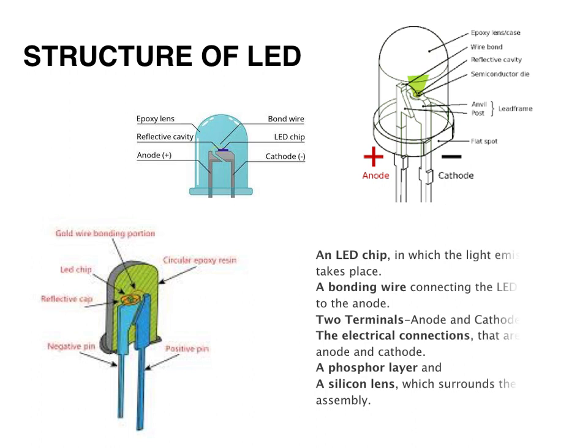Here the figure shows an LED chip in which light emission takes place. A bonding wire connects the LED chip to the anode. Here there are two terminals. The bigger terminal, that is the anode terminal, is connected to p-type material, and the smaller terminal, that is the cathode terminal, is connected to n-type material, and there is an electrical connection between these two. So when we connect LED in forward bias, there will be generation of light.